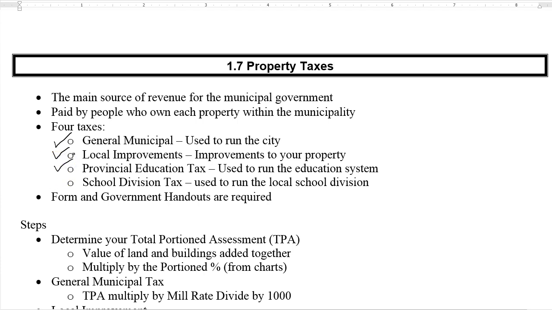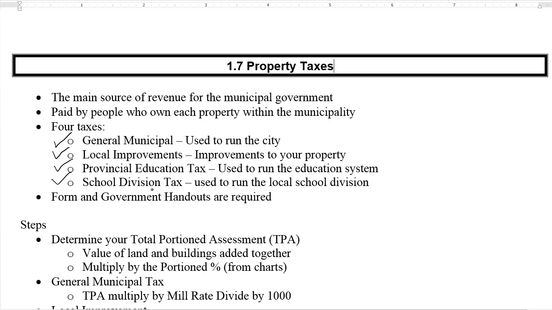Third one is the provincial education tax. And again, this is used to run the entire education system, our example of the provincial exams. And finally, the school division tax. They use that to run the actual individual schools within the local school division. So to pay for the lights, the heating of Nelson McIntyre is paid for by the school division tax.